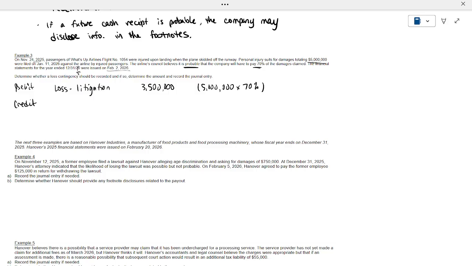And then our credit would be to some liability account. My book uses liability-litigation. And this, of course, would cause the liabilities on the balance sheet to increase.